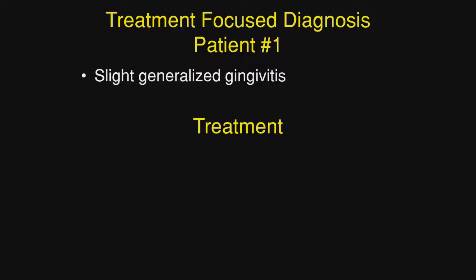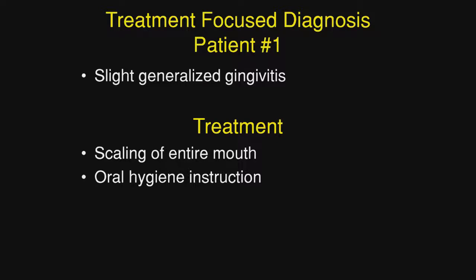Now let's look at patient number 1. Patient number 1 has a slight generalized gingivitis. The treatment is scaling of the entire mouth, oral hygiene instruction, and reevaluation. This tells a student exactly what they're going to do. They're not going to need to do a gross debridement. They're going to need to instrument every tooth, and they know they can get a good result if the patient will practice good oral hygiene. So a slight generalized gingivitis is much more descriptive than saying a gingivitis.